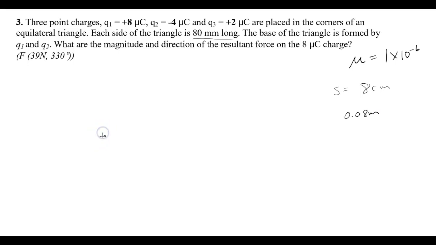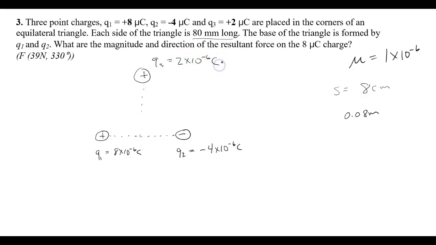We know the charge down here, that's Q1, which is 8 times 10 to the negative 6 coulombs. Then I move over 80 millimeters, or 0.08 meters, and there's a negative charge, I'm going to say Q2, that is negative 4 times 10 to the negative 6 coulombs. And then right above it, in an equilateral position, there's another charge, Q3. So Q3 is equal to 2 times 10 to the negative 6 coulombs. All right, and it says the base of the triangle is formed by Q1 and Q2, which we already have.